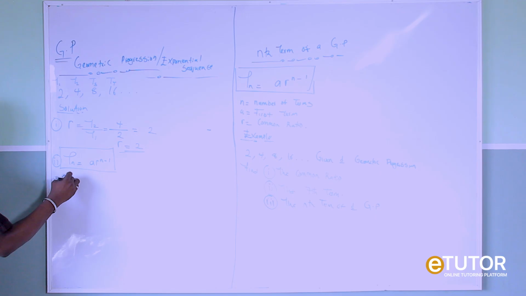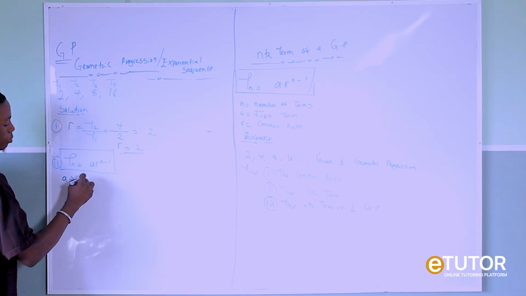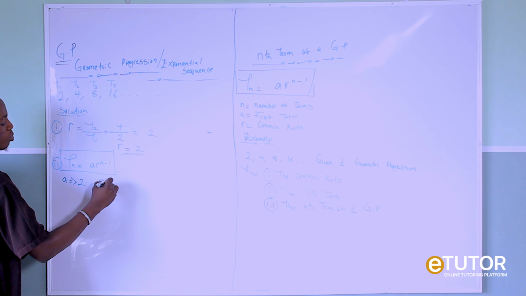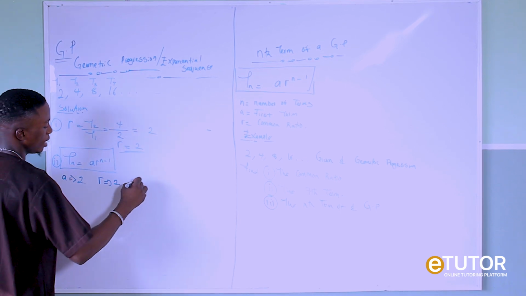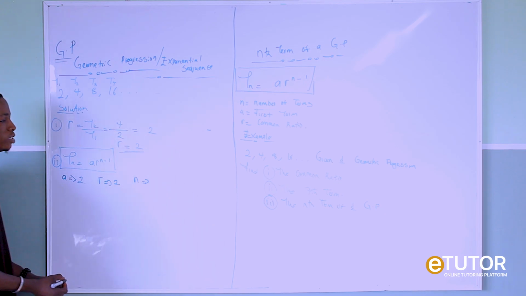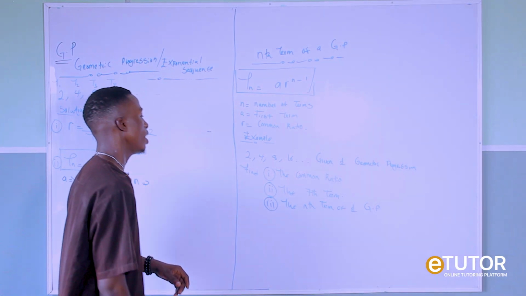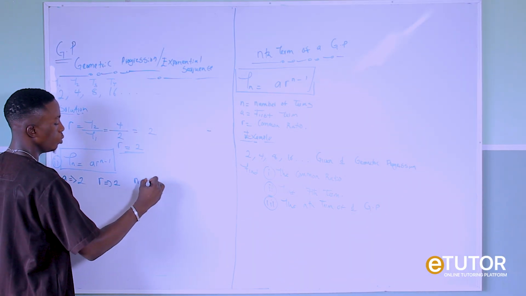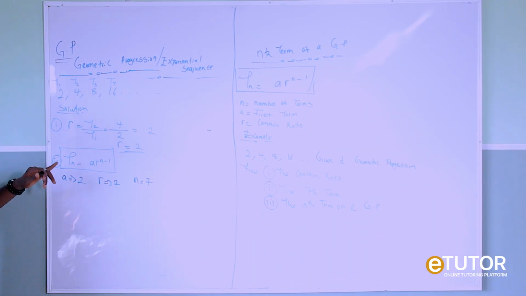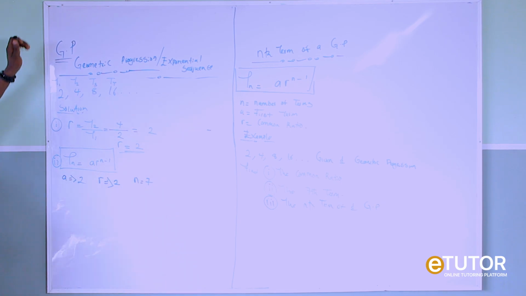So my a represents my first term. What is the first term in this sequence? The first term here is 2. What is r? r is the common ratio. My r is equal to 2, like we previously derived. And n represents the number of terms. So if I'm asked to find the 20th term, my n will be 20. But here, I was told to find the 7th term, so my n is equal to 7. So I have a, r, and n, and I can now solve for my 7th term.